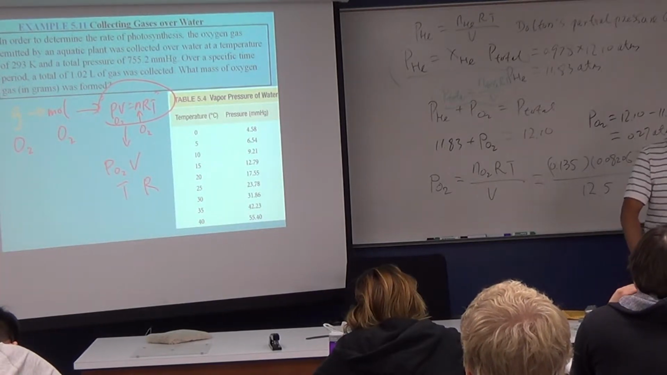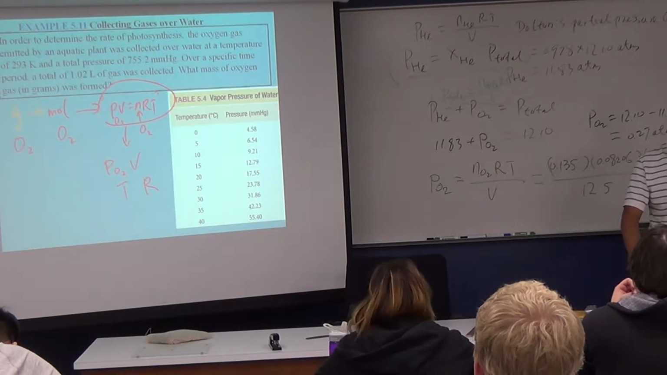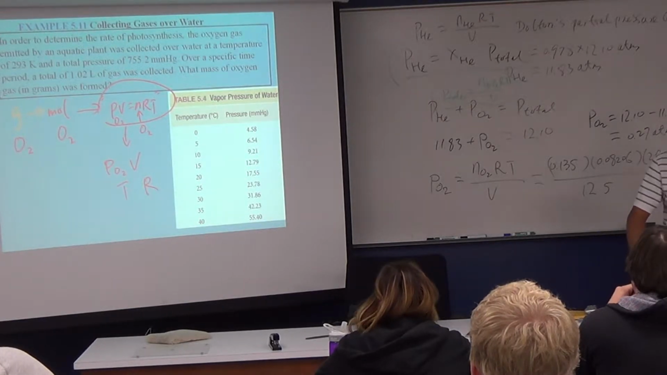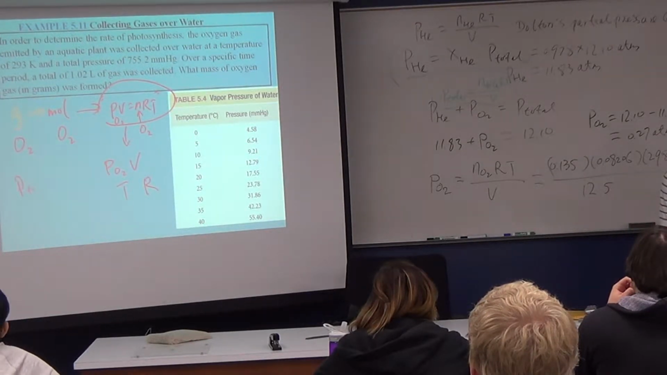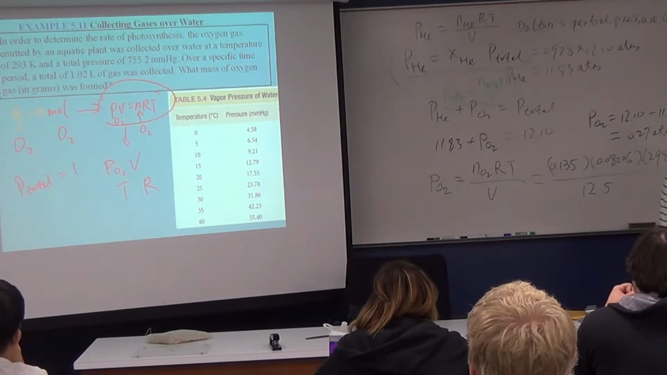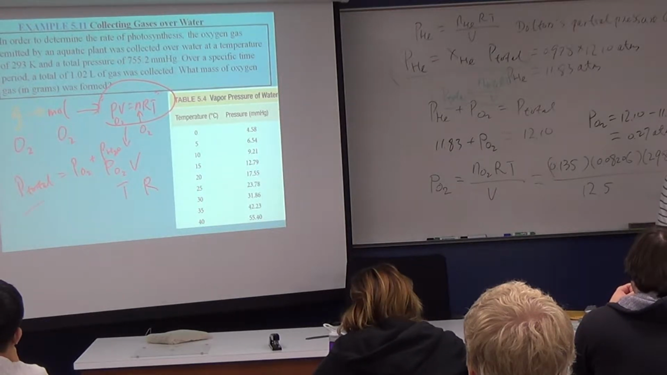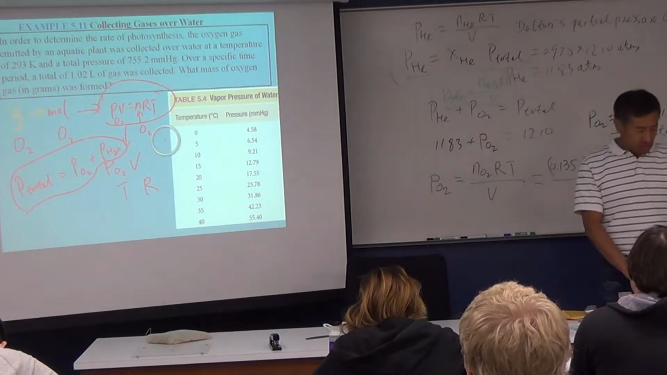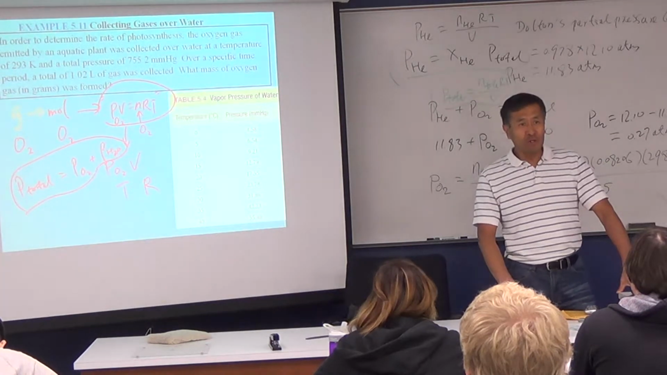So what do you think? Can you find the partial pressure of O2? How can we find it now? We know we collected this gas over water, so we will use P total equals P O2 plus P H2O. Everybody agree? I think that is one way to solve the problem using formulas.